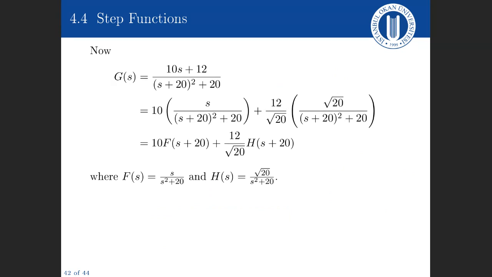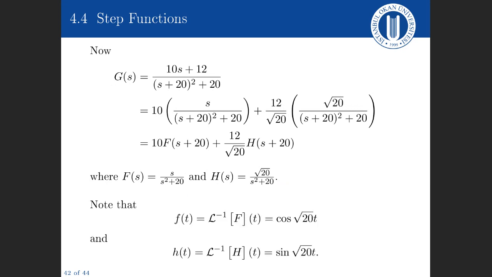Now we could write this as 10 multiplied by capital F at s + 20, plus 12 over root 20 capital H at s + 20. Where capital F is this function we recognize, s over (s² + 20), and capital H is root 20 over (s² + 20). And that's another function we recognize. We know the inverse Laplace transform of capital F and capital H. Of course, they're just cos root 20t and sin root 20t.